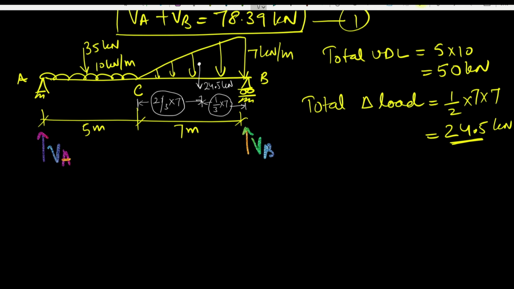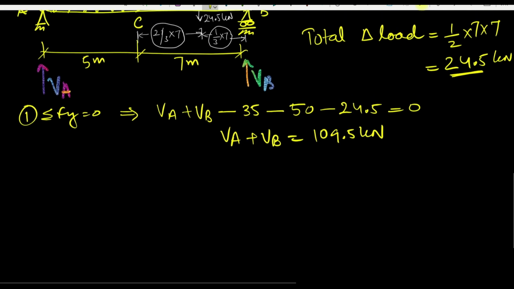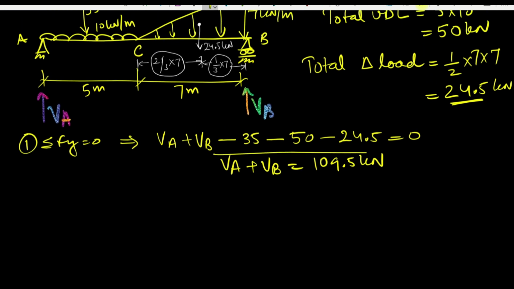So let us start writing the equations of equilibrium, and the first one is, of course, sum of all vertical forces equal to 0. This equation will give us VA plus VB minus 35 minus 50, the total UDL, minus 24.5, the total uniformly varying load in the form of triangular loading. So VA plus VB is equal to 109.5 kilonewton. We can say this is our equation number 1, and we can use this equation to find the other reaction.